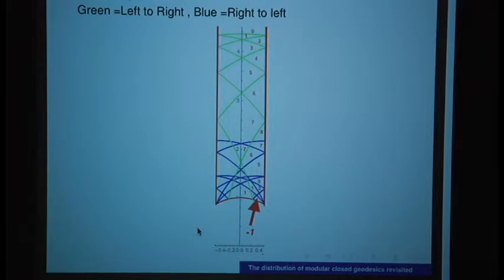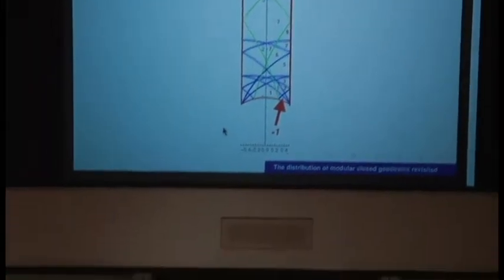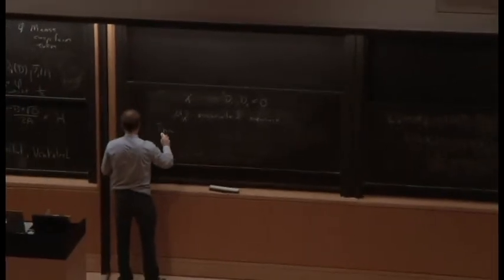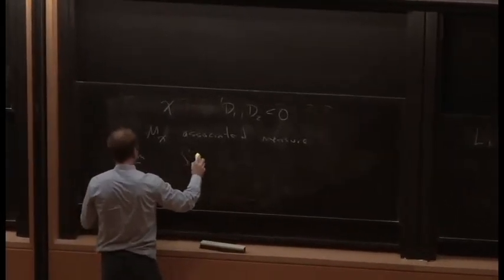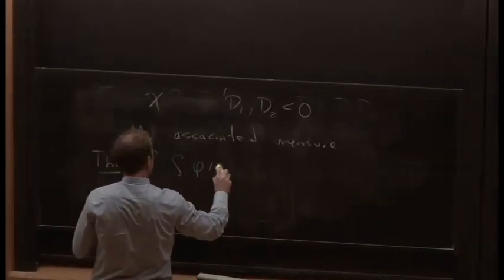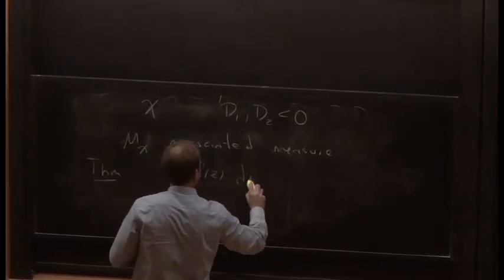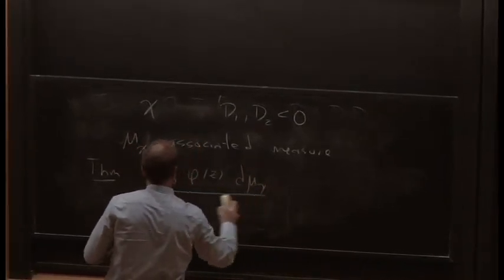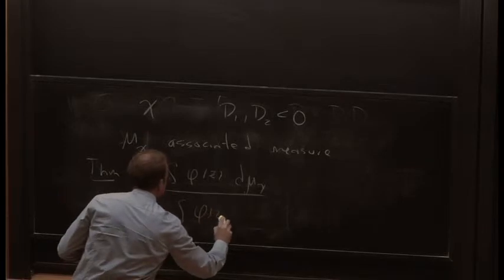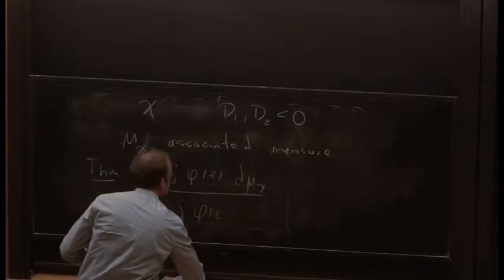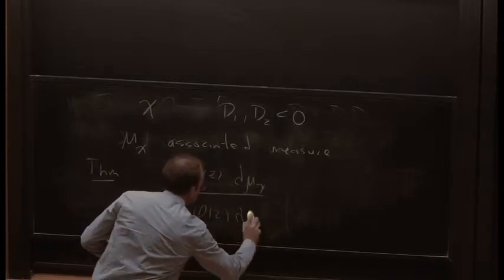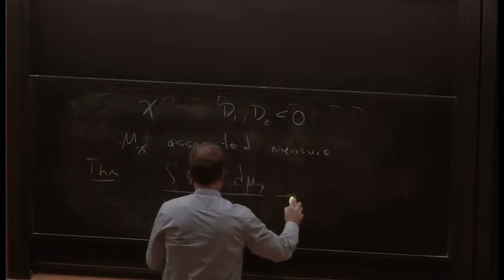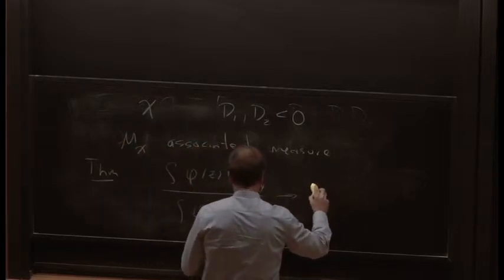But the theorem is that these become equidistributed. Well, that means if you take a nice function and you integrate against it, this approaches the integral of the function.